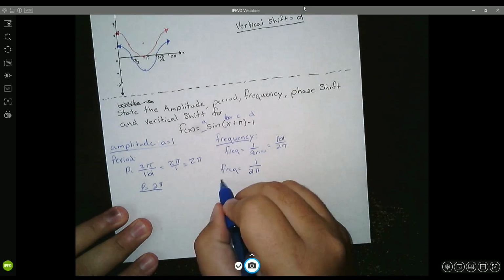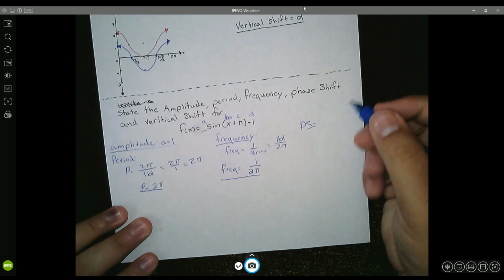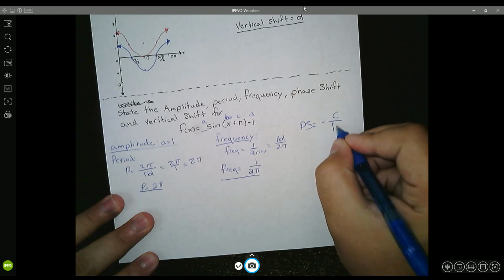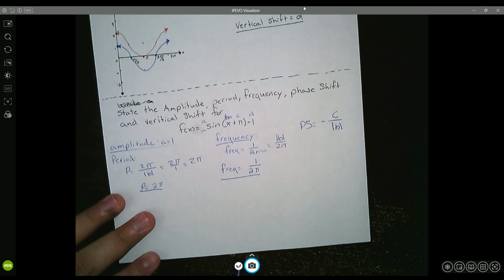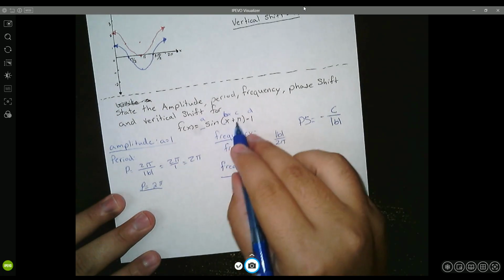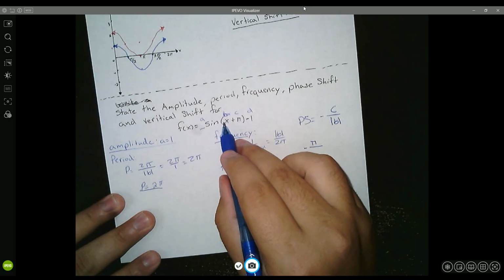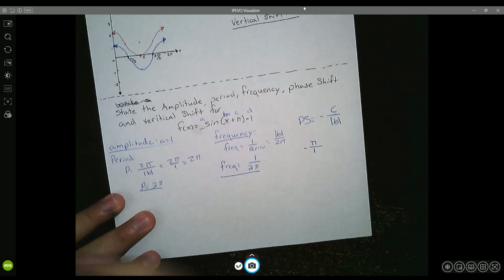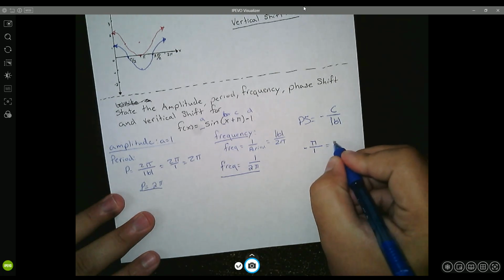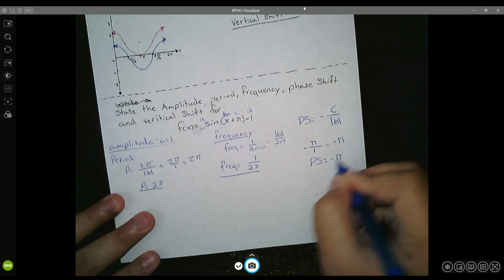Now let's look at the phase shift. The phase shift is equal to negative c over the absolute value of b. We're going to take our c and our b values from these and plug them in. c for us is equal to pi, and our b value, once again, the absolute value is just 1. So we end up getting a phase shift of negative pi.